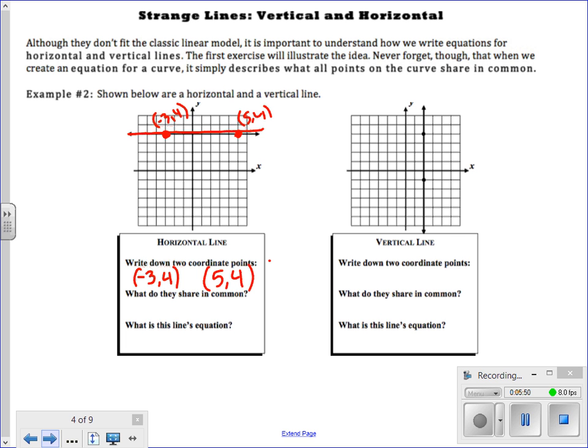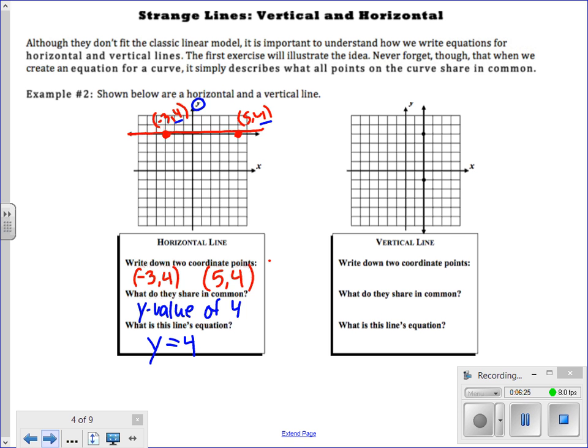So those are 2 points that are on this line. When I look at those ordered pairs, it appears that they share the y value of 4 in common. Because they share the y value of 4, and this line cuts across the y-axis, the equation of this line is y equals 4.